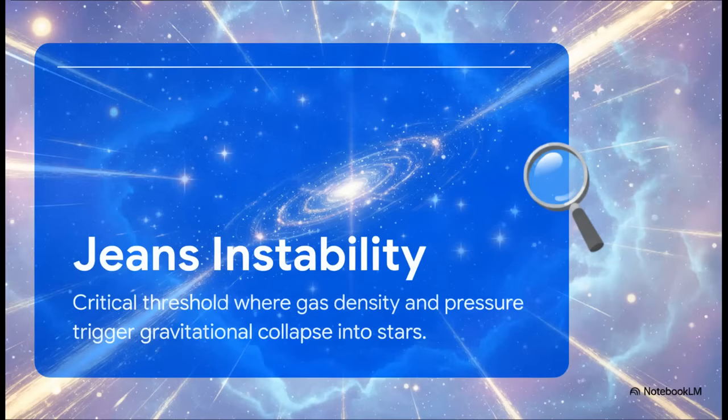And this brings us to a really beautiful piece of physics called Jeans instability. This is the critical threshold where gas density and pressure become so intensely squeezed that they trigger immediate gravitational collapse, sparking the birth of new stars. Normally, this process takes eons, but a massive external shock wave can force it to happen almost instantly.